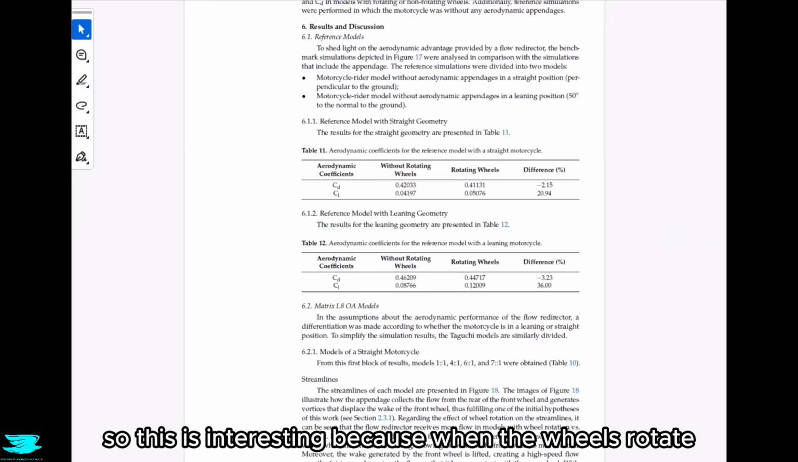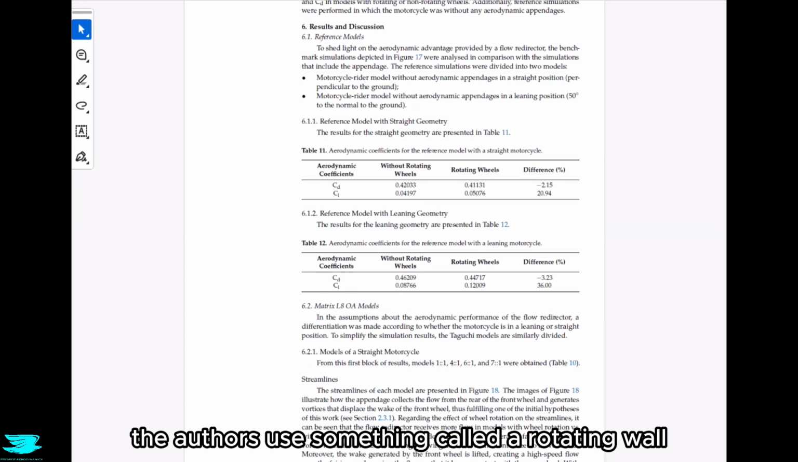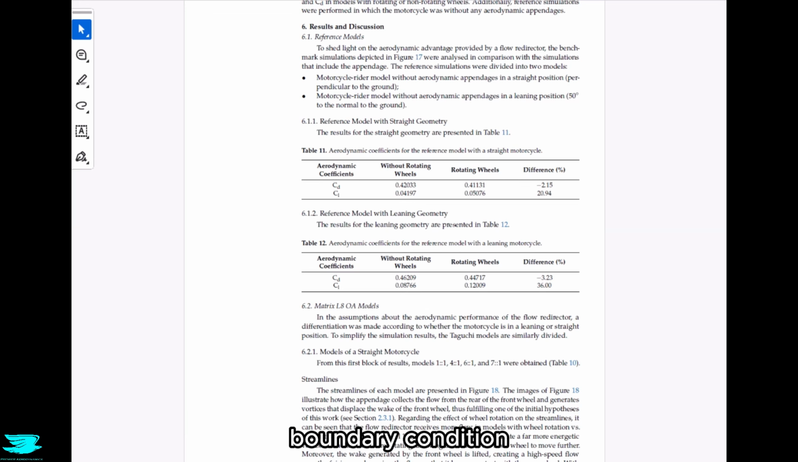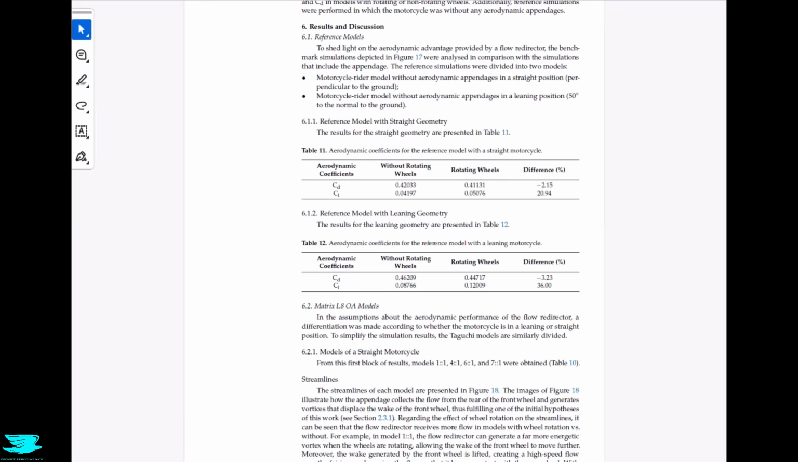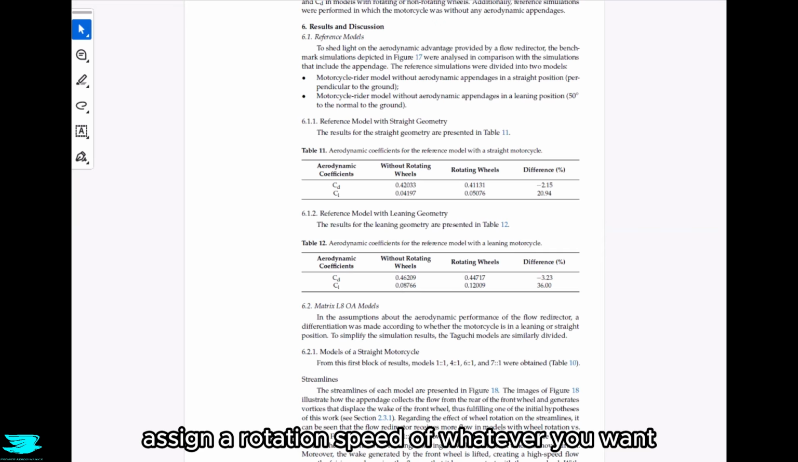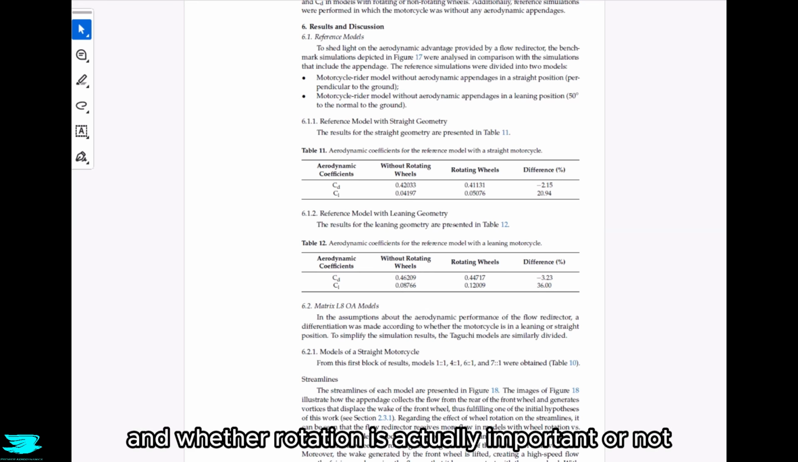So this is interesting because when the wheels rotate, the flow gets churned up differently. And for this simulation, the authors use something called a rotating wheel boundary condition. Now this is a condition that you tell the CFD, so your OpenFOAM situation here, that on the surface of the wheels, assign a rotation speed of whatever you want, 100 radians per second or whatever. So the wheels aren't actually moving, but it's a pseudo movement. And that is definitely one way to simulate rotating wheels. And here we see the effects of that and whether rotation is actually important or not.